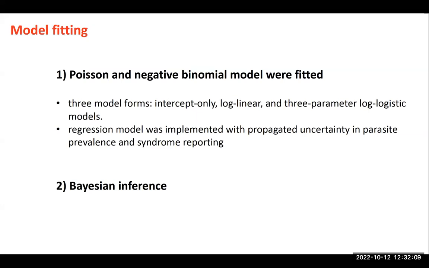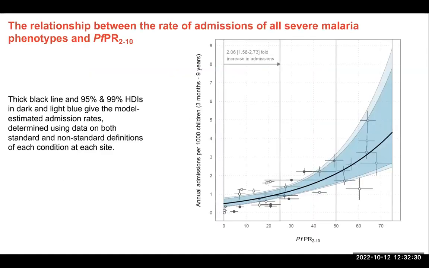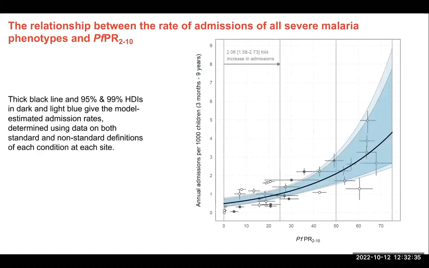And one thing I should also mention is that these regression models were implemented with the propagated uncertainties in the parasite prevalence and the syndrome reporting. So what I've just demonstrated on how we accounted for the uncertainties was also accommodated in the regression model. So in the next few slides, I'll present the results of these models.